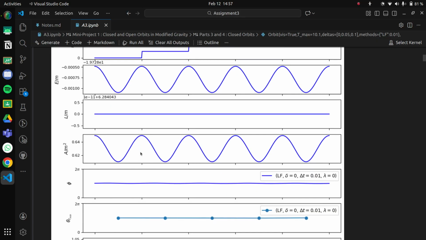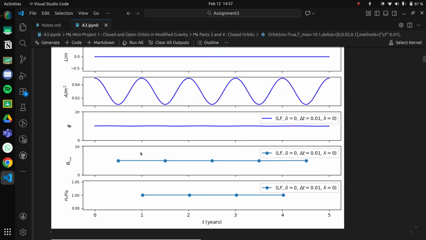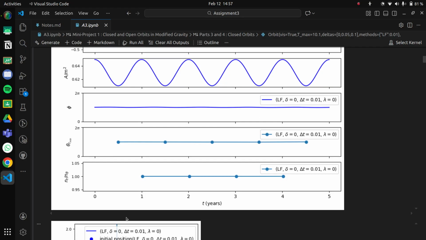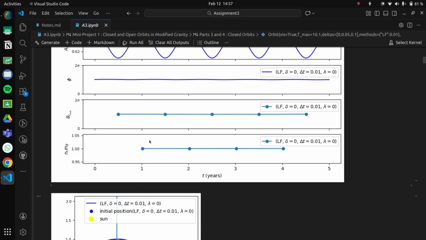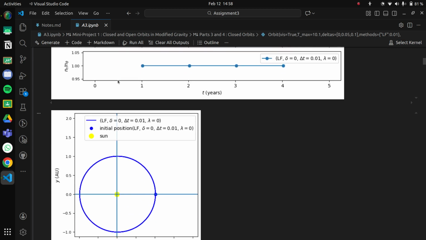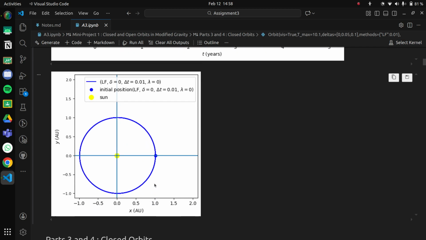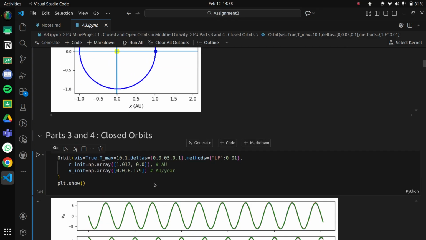So you can see that for this thing, this orbit is closed because nr by n theta is consistently 1. It's not changing at all, so pretty obvious. And we already know the period is 1 year and everything. So this is just a trajectory of the planet Earth, basically. Then parts 3 and 4 are about that.